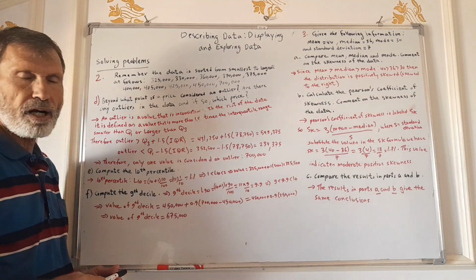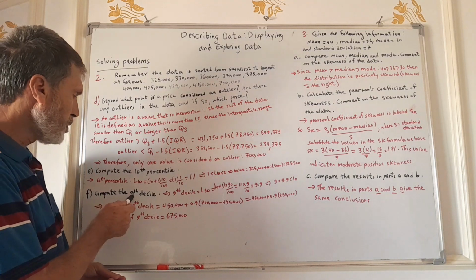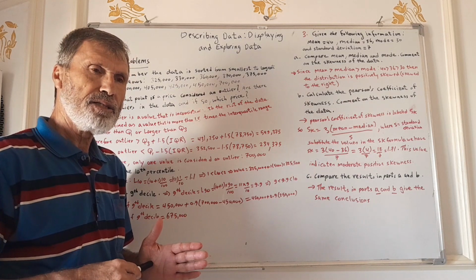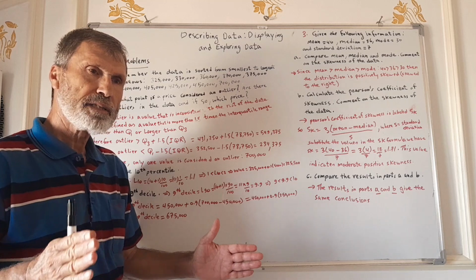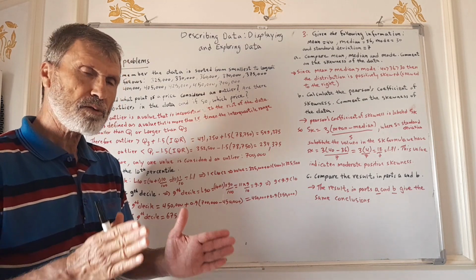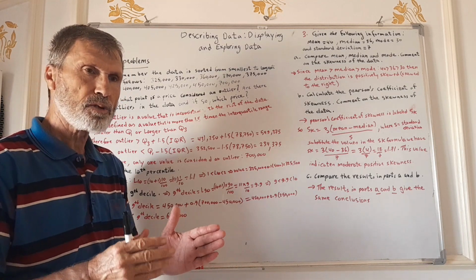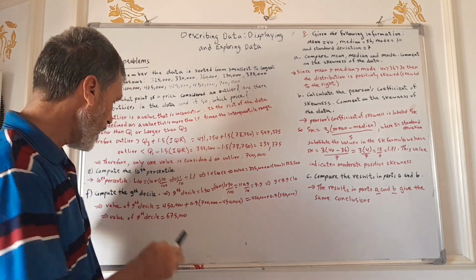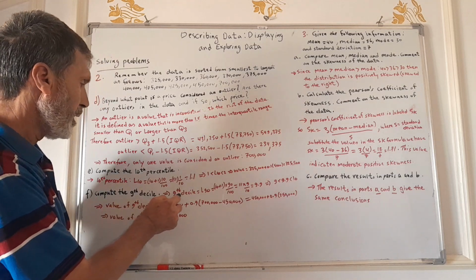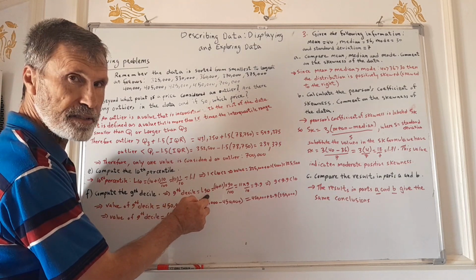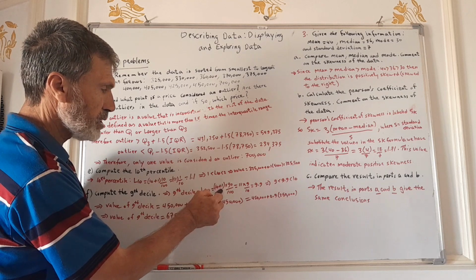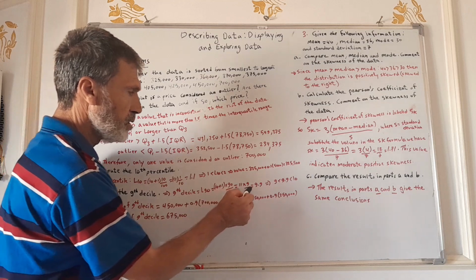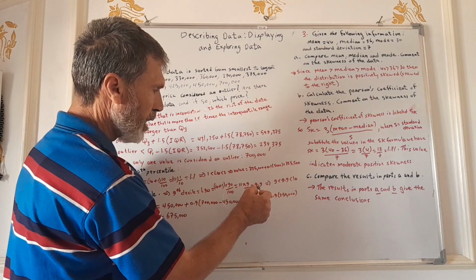F, the last part of the question, says compute the 9th decile. Of course, you know that deciles divide a set of data into 10 equal parts. So the 9th decile is 9 times 10, which is 90%. So it's going to be n plus 1, 10 plus 1, times 90 over 100. And when we do the calculation, we get 9.9.